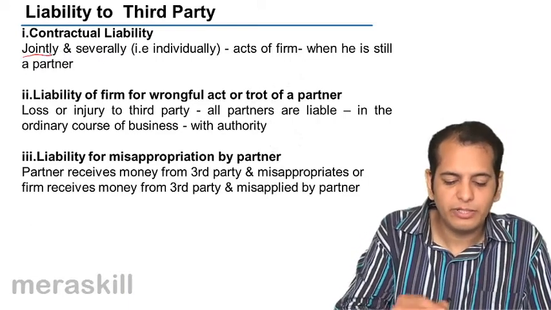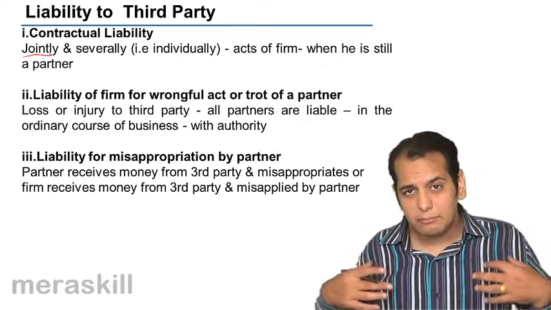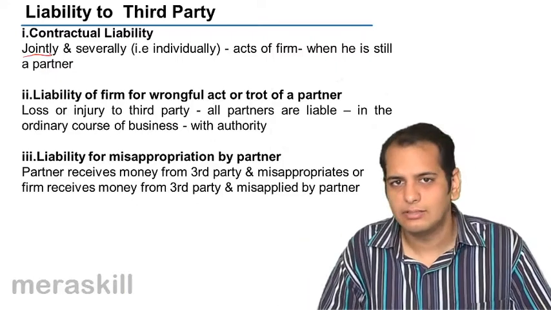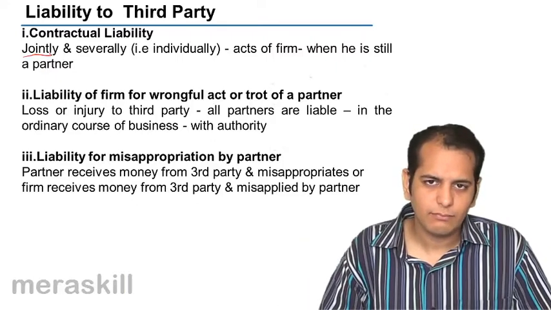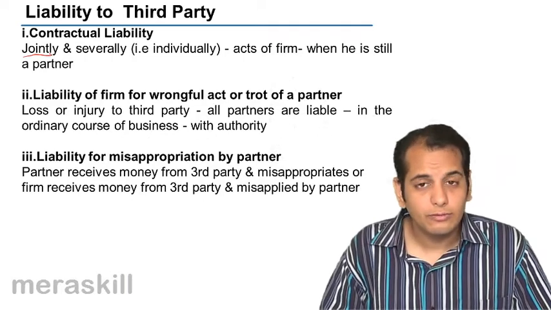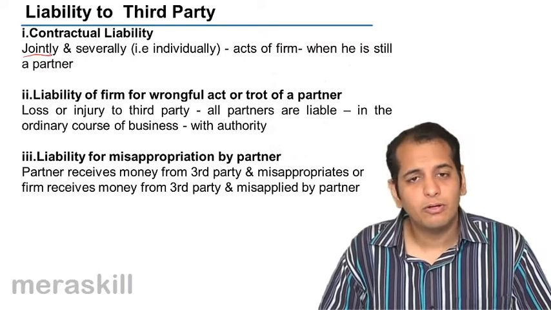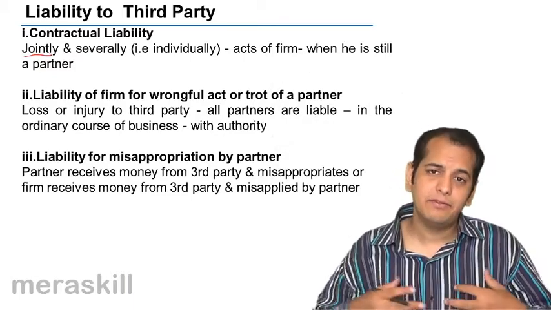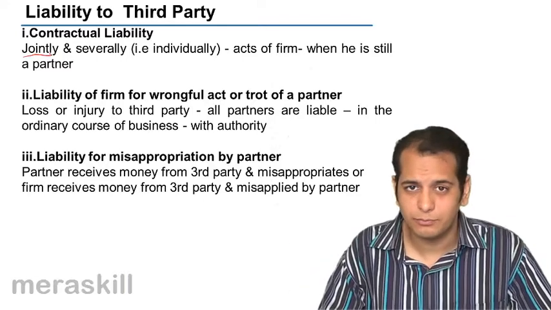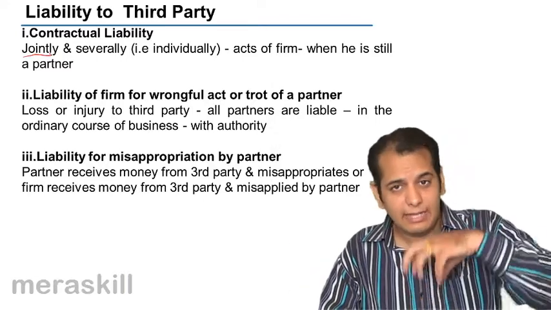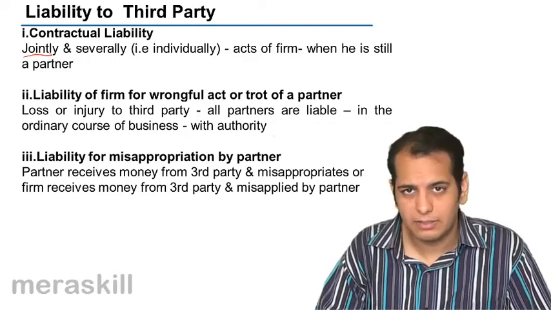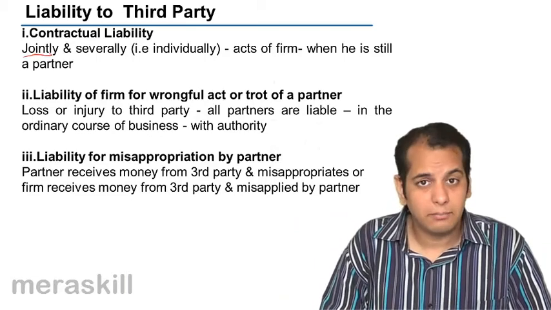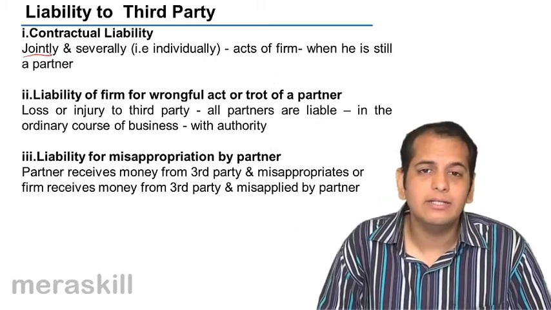What do you mean by jointly? Jointly means all the partners together are liable. So if, let's say, the firm had taken a loan of 1 lakh rupees and there are 4 partners, every partner will be liable for 25,000 rupees. If one partner does not pay, that amount will have to be again shared by the other partners, but they have to jointly pay it to the third party. They are severally liable also.